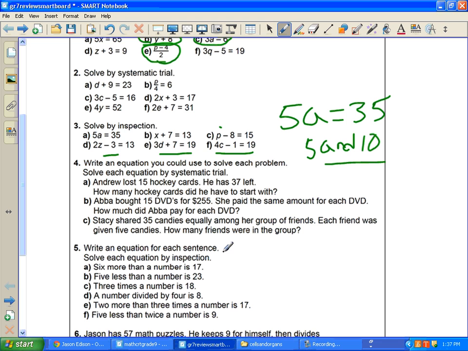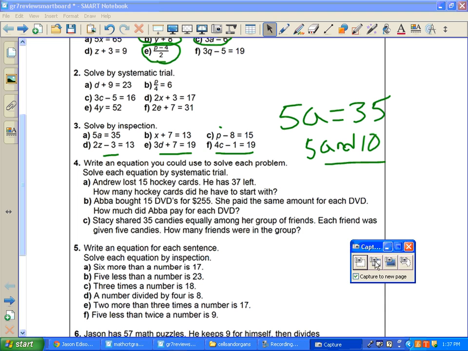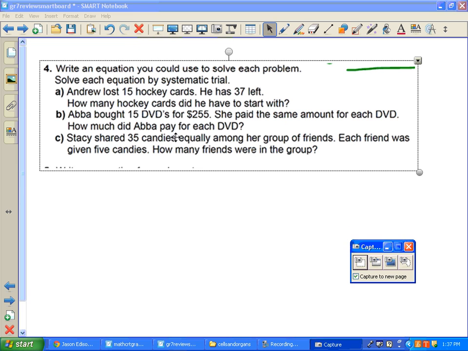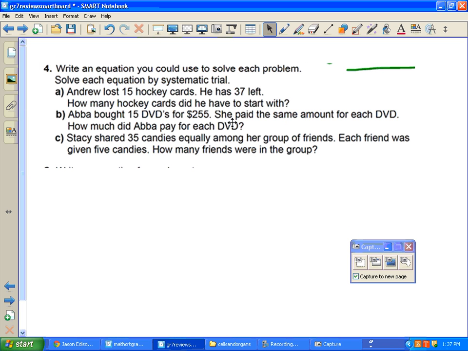When you're trying to write an equation for some of these, and I'm going to move this to another spot just to make it a little easier to see, you want to make sure that you start off with the letter. And it doesn't matter which letter you start with. It could be X, it could be B, it could be whatever.